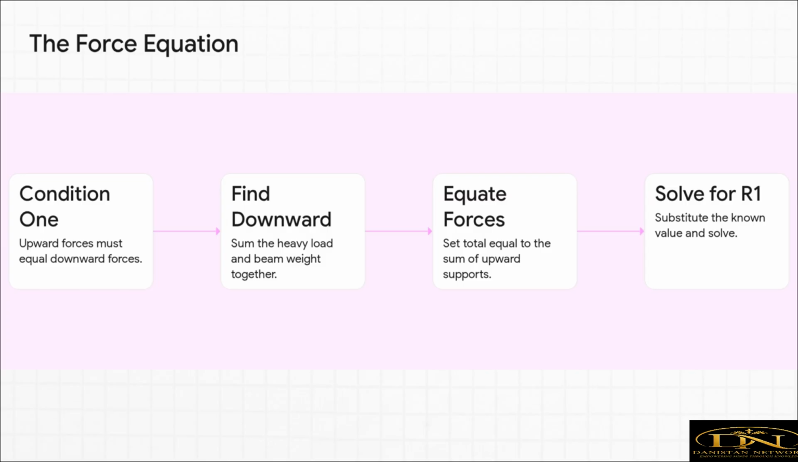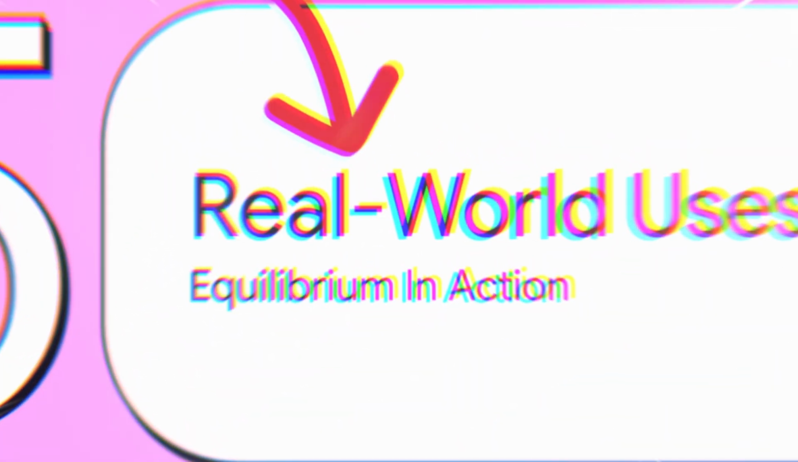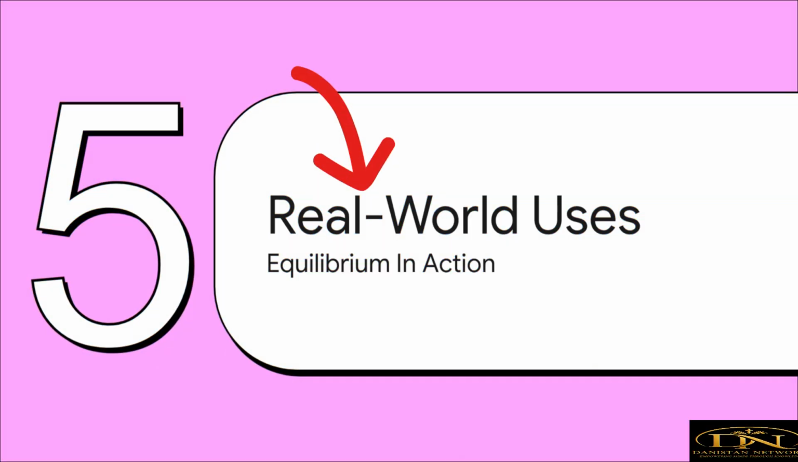This exact 2-step method, using moments first to find one unknown and then forces to find the other, is basically the gold standard for almost every equilibrium problem you're ever going to face. Which leads us beautifully into Section 5, Real-World Applications, Equilibrium in Action.